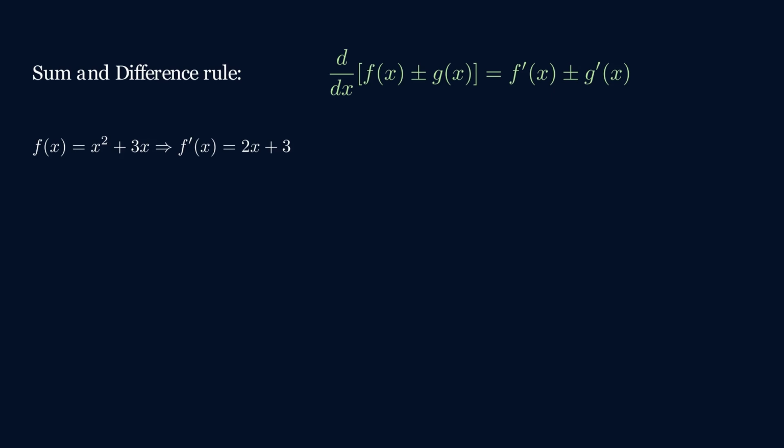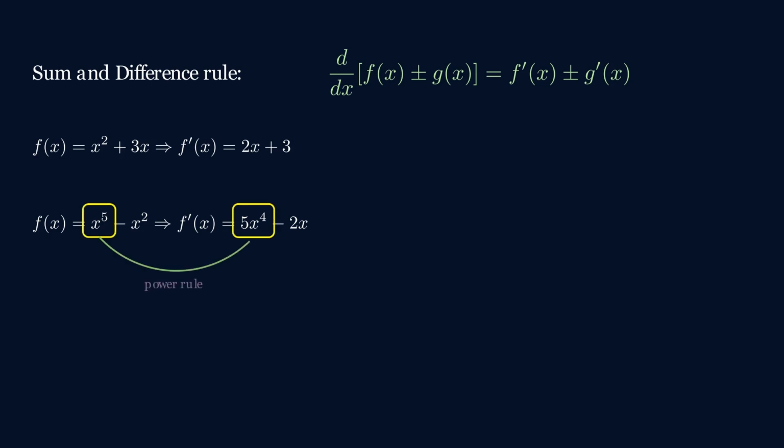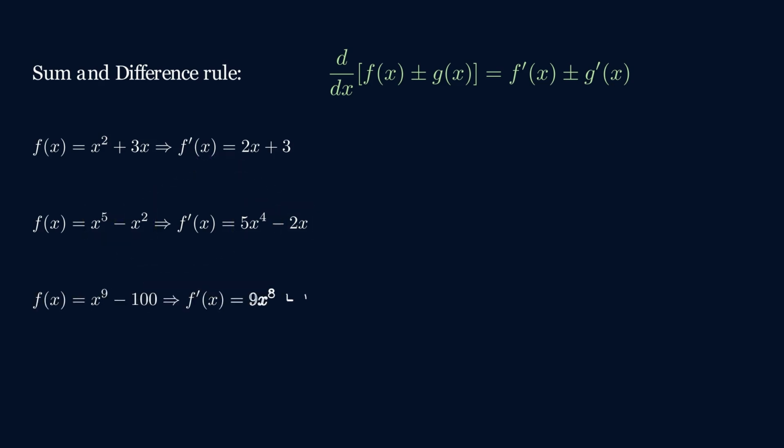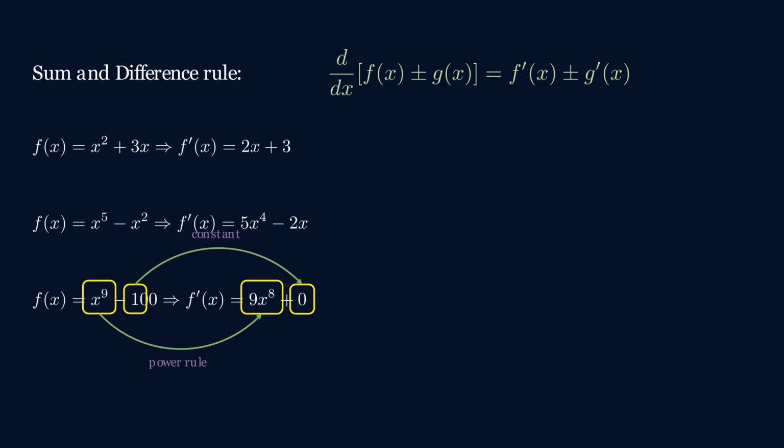Second example. x to the 5th minus x squared. Power rule for both terms gives us 5x to the 4th minus 2x. Last one, x to the 9th minus 100. Power rule on x to the 9th gives 9x to the 8th, and since the derivative of a constant is 0, we just add 0 at the end.